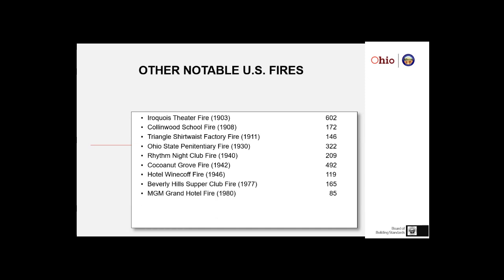Next, let's look at the MGM Grand Hotel fire. This occurred in Las Vegas in 1980. 85 people died. This is a typical casino hotel that you would see in Las Vegas with the large casino on the first floor. And then above, there were numerous, 67 hotel floors, exactly.